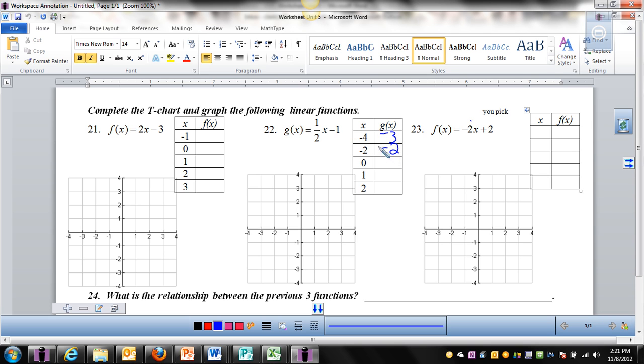Now, one thing you guys might notice about my domain here, do you notice it's negative 4, negative 2, 0? A lot of even numbers on here. Do you know why that is? It's because it's half. You want to be able to take half.